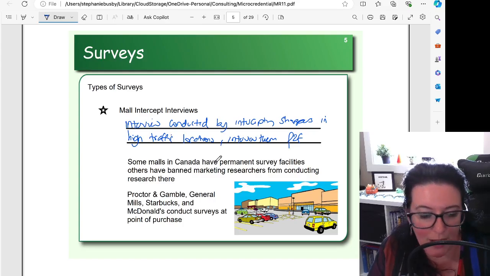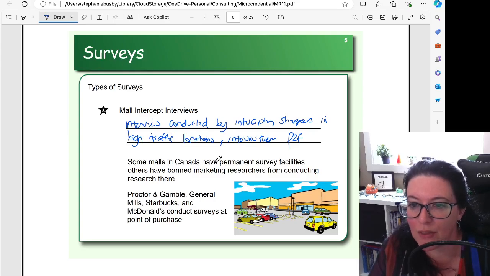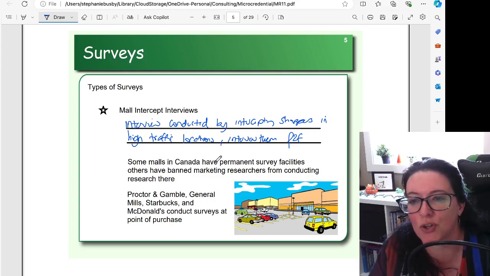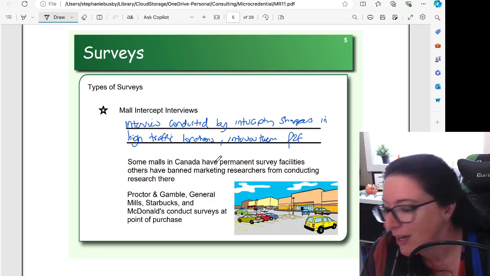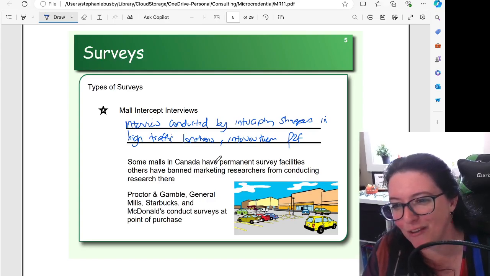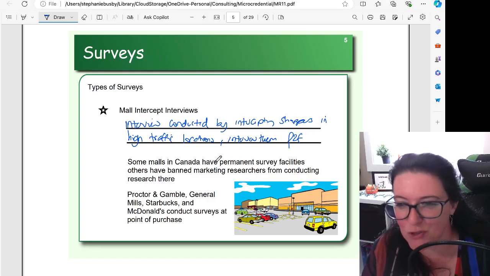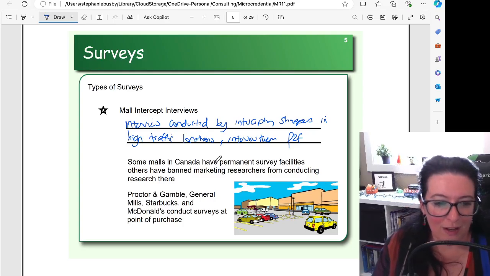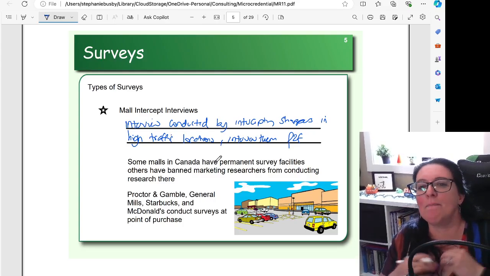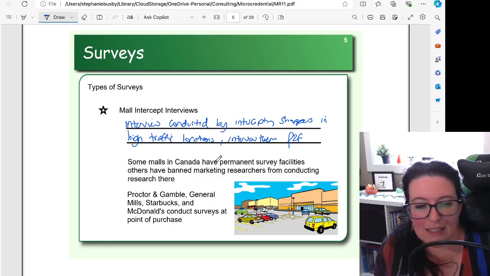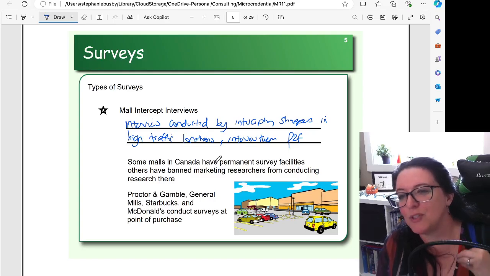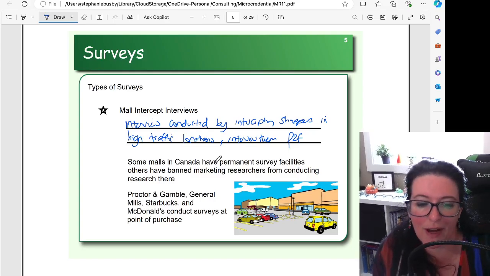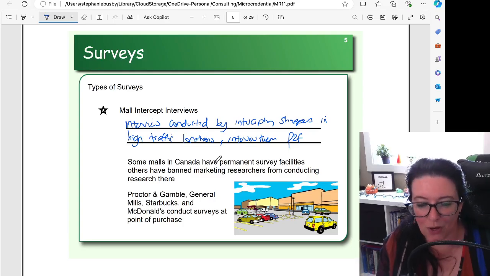You can rent out a location and ask those questions. Others have banned researchers from doing such activities so as not to disturb the customers. So there are some places where you'll find it and other places where it is strictly forbidden. The benefit of a mall interview is that it is less expensive. We don't have to hunt for recipients. We don't have to walk to every house trying to find people. We are where the people are.